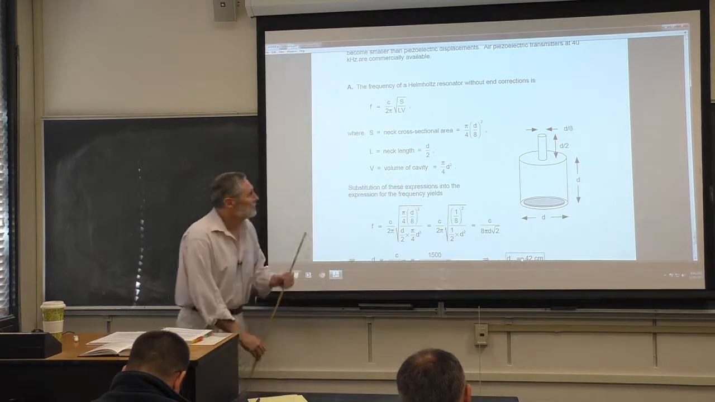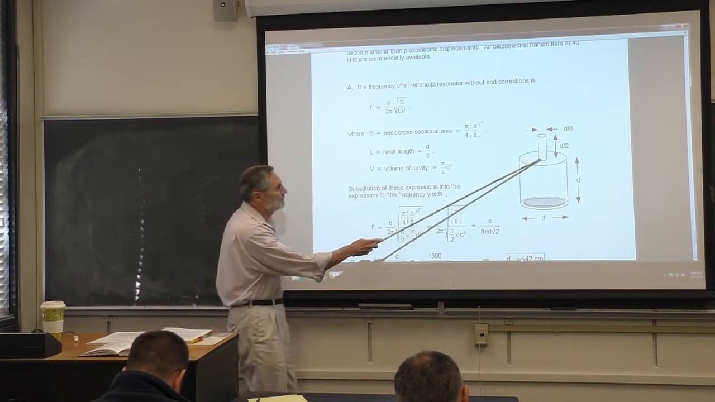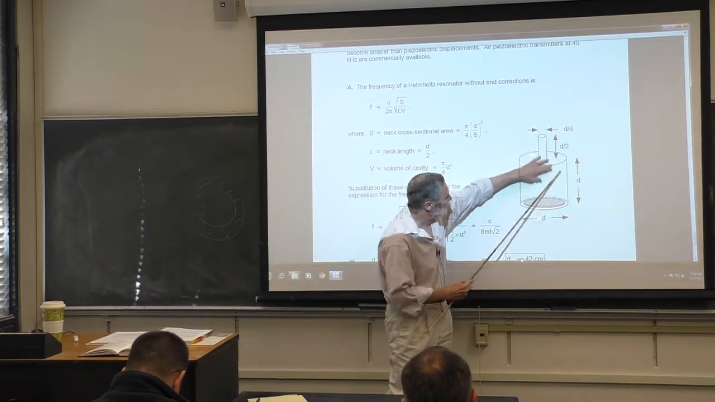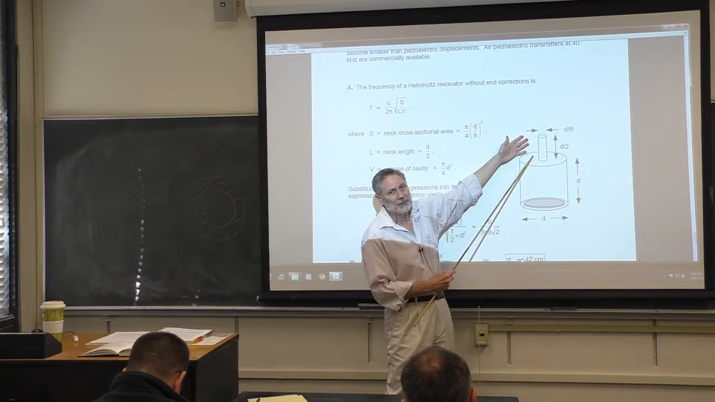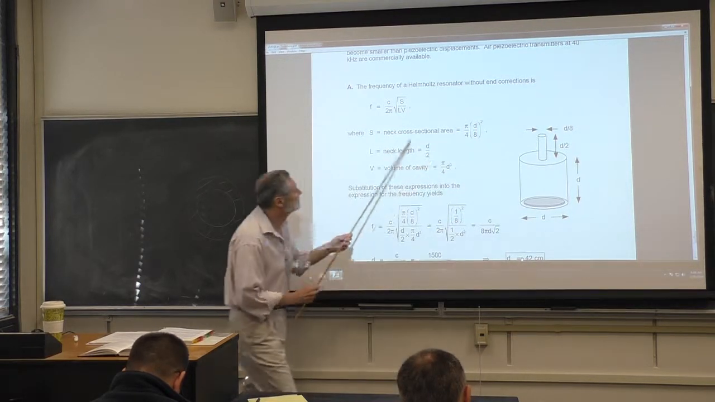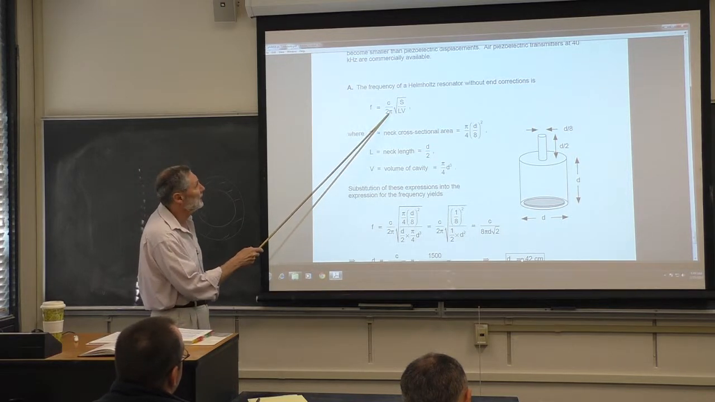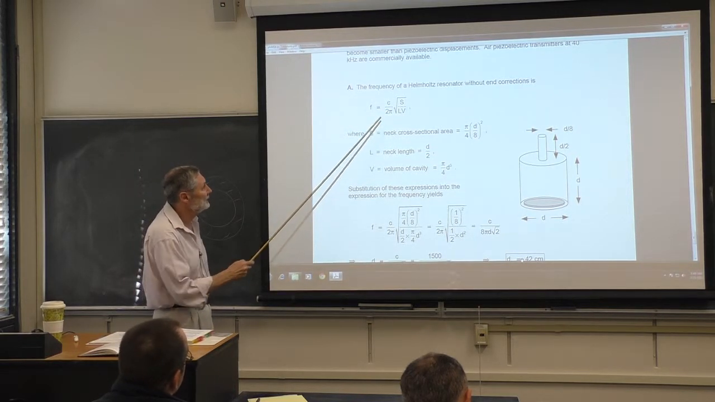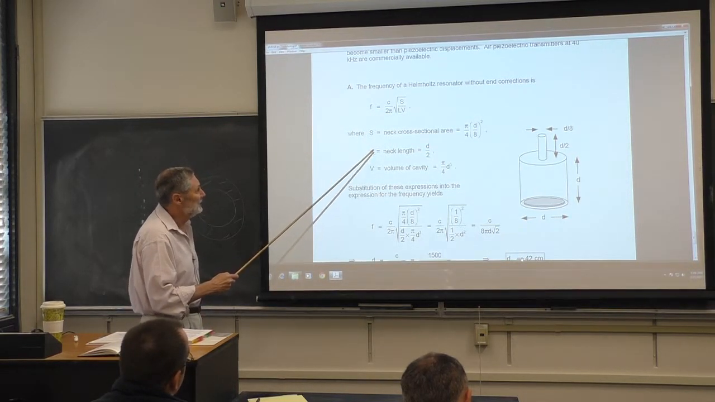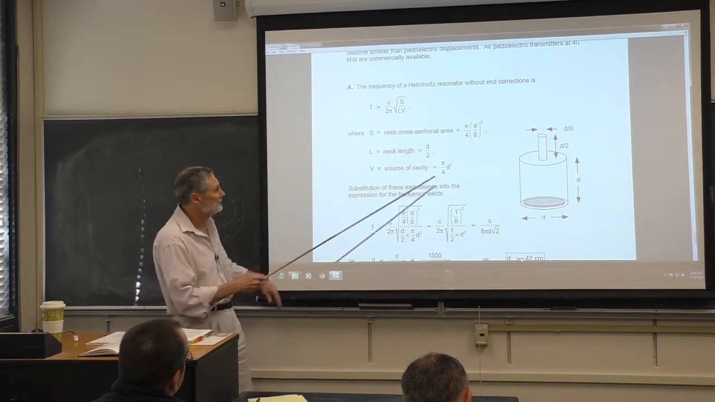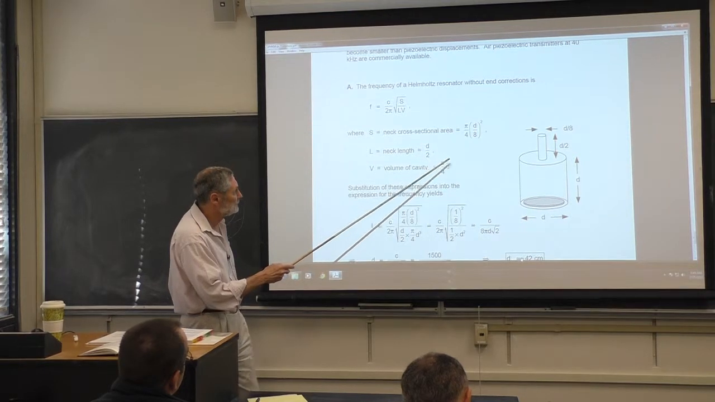Okay, so we're going to treat this really simply. We're going to ignore the end correction. We're going to assume the neck length here is long enough, and you can see it is relatively long, so that we don't worry about the end correction. Here's the standard formula for Helmholtz frequency. Got the 2 pi. This is the actual frequency in hertz. S is the cross-sectional area of the neck. So you can easily confirm this, and let me know if you see any problem.